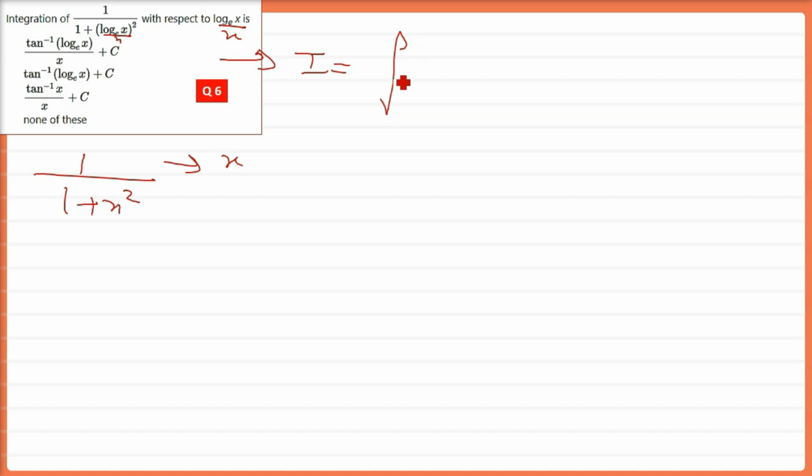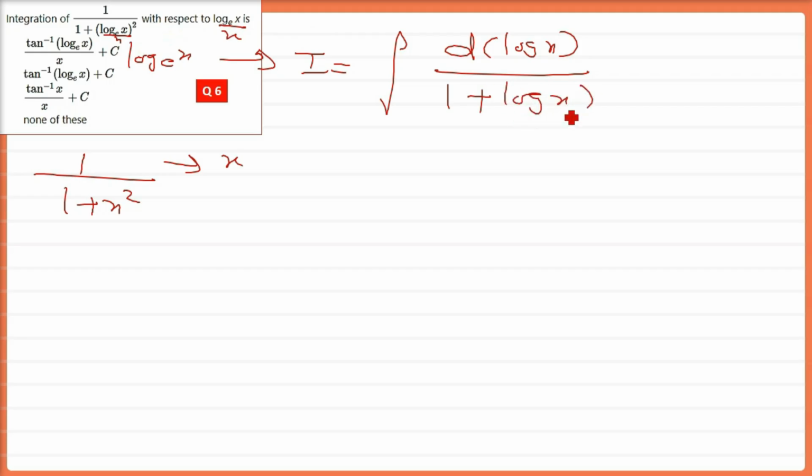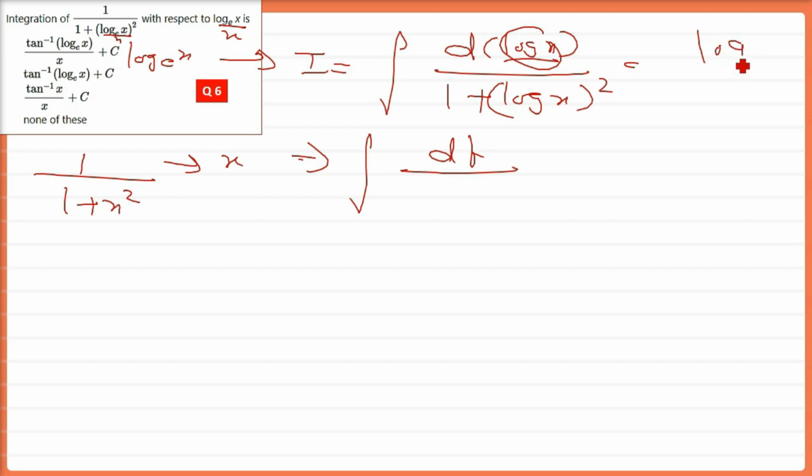So this integration will be something like this. We are writing d in place of x. I'm writing log x, log base e x you can assume. And the denominator will be 1 plus log x squared. Now log x, just for your understanding, let us take log x as some t. So you are actually integrating dt divided by 1 plus t square.